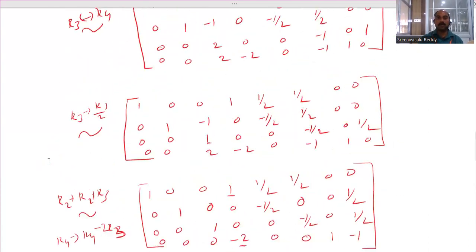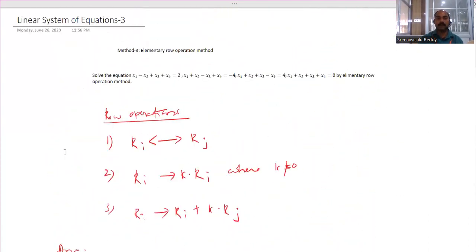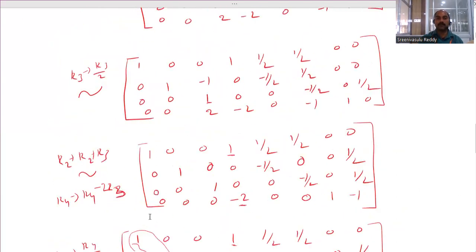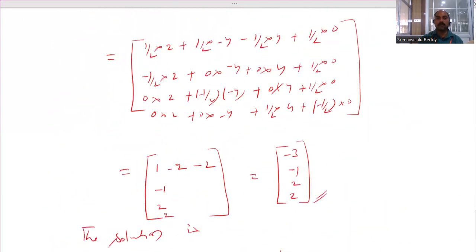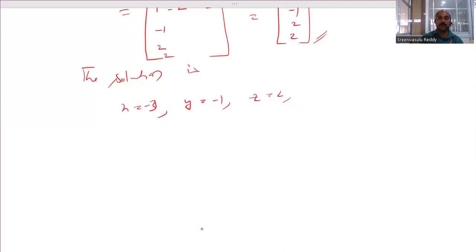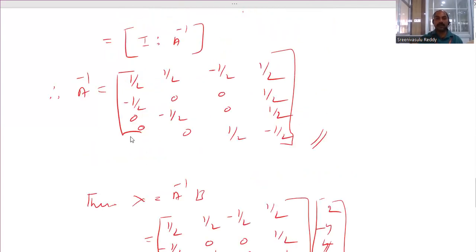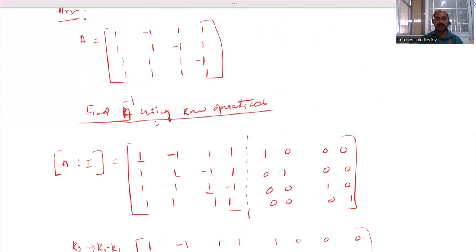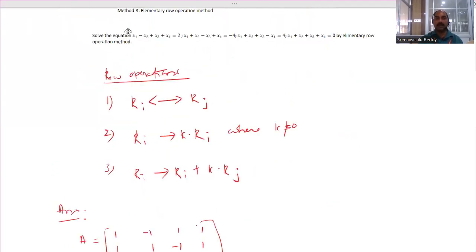See in the problem what variable names are given: x1, x2, x3, x4. So don't put x, y, z. x1 is minus 3, x2 is minus 1, x3 is plus 2, x4 is plus 2. Now substitute these values in the system of equations. If we get LHS equal to RHS, our solution is right. Otherwise, our solution is wrong. Don't bother about the solution value because sometimes we get some errors in the process.